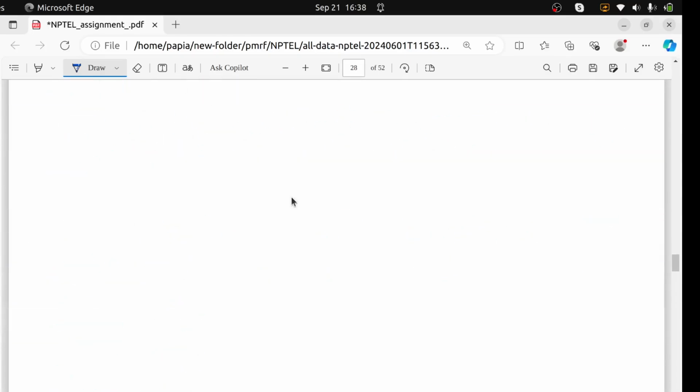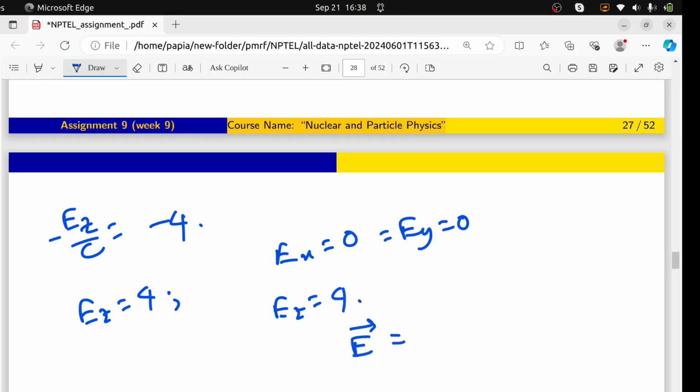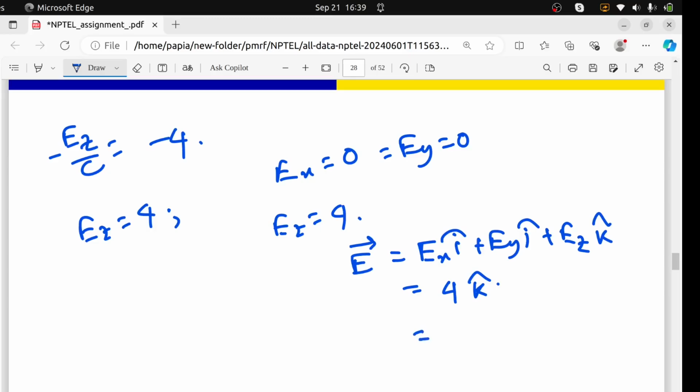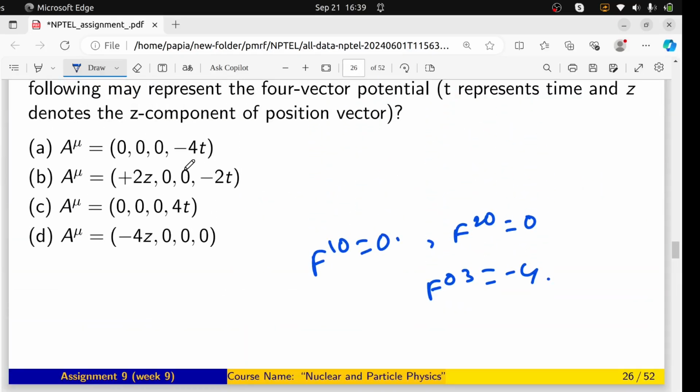So I can write it like Ez equals 4. So we can see Ex is 0, Ey is also 0 and Ez is 4. So what is the value of E vector if I write Ex i cap plus Ey j cap plus Ez k cap? That will give us only 4 k cap. Yes? So if I write here 4 z cap, that can also be possible. Now they are asking what will be the expression for the 4 vector potential. So let me write here this option first.